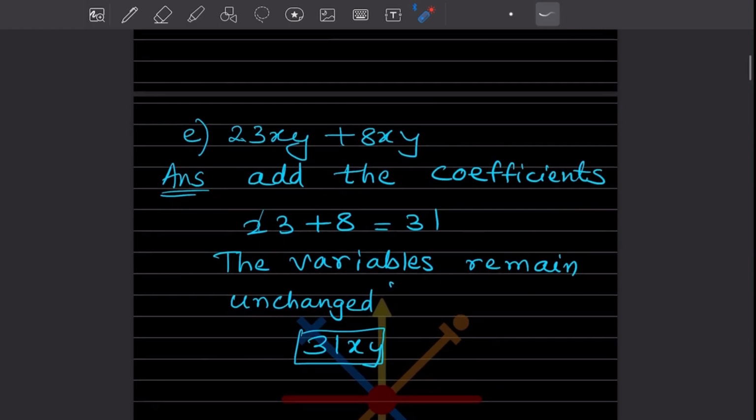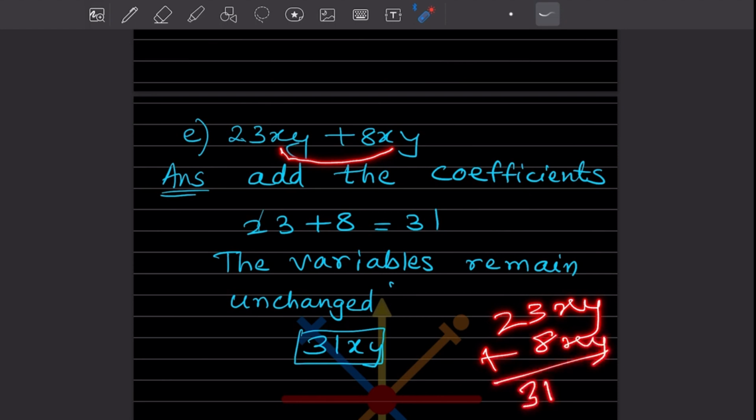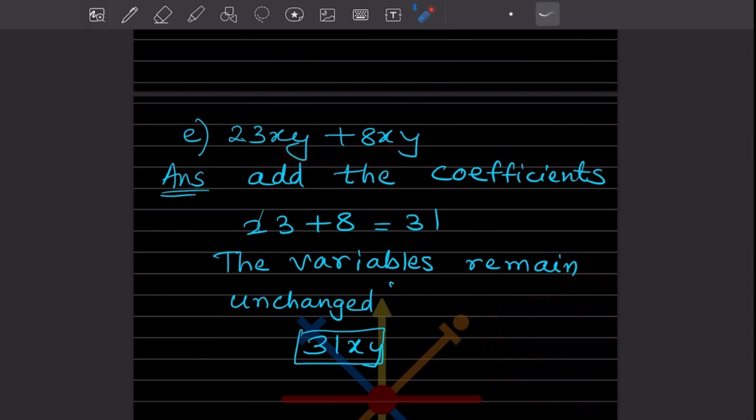Now this is very important. Now can you see here, this is addition. So what I do, you are going to add the coefficients. So 23 plus 8, 31. But now here, look at the variables. When you write here 23xy and plus 8xy, this will be 31, but the variables remain the same. So variables remain unchanged, we can say. This is very important. So you have to just write xy. Whether it is plus or minus, both is the same, the variables remain unchanged.